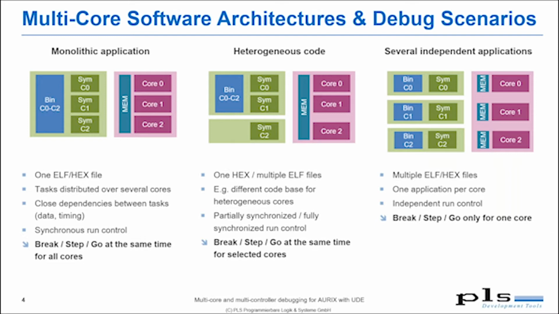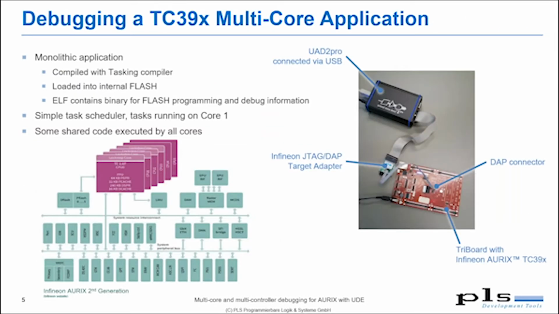What I have compiled for today's demo fits into the category monolithic application. We have one ELF file containing a single binary which shall be loaded into the flash memory of the AURIX. This ELF file also contains all the debug information the debugger needs to show the source code, to know which variables and functions exist, and so on.